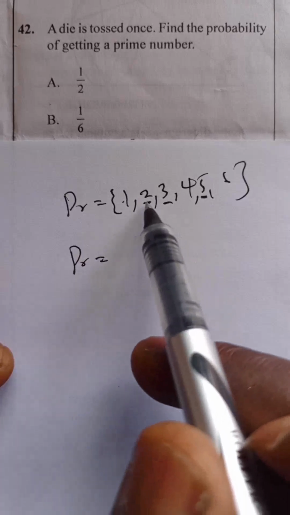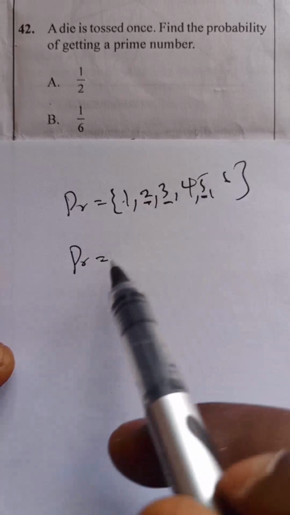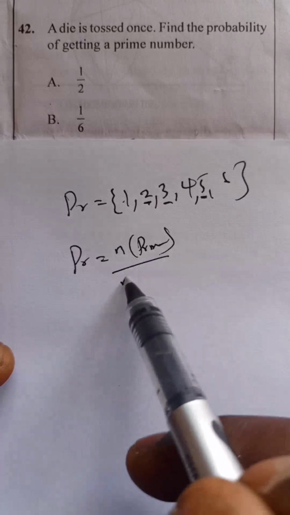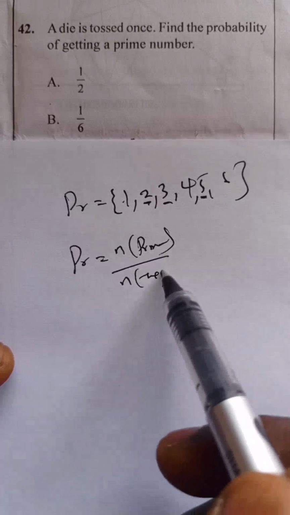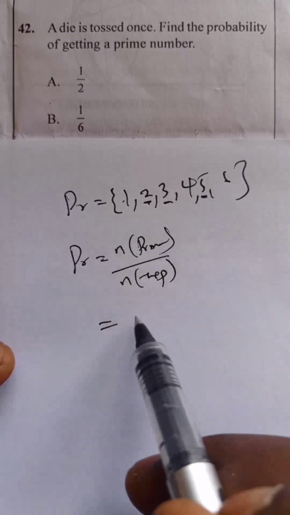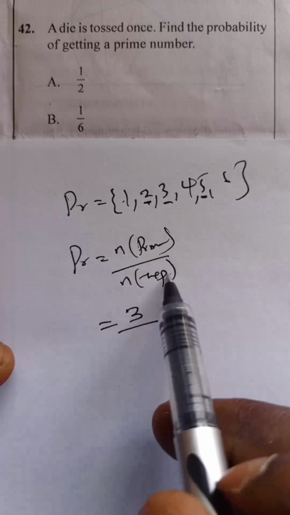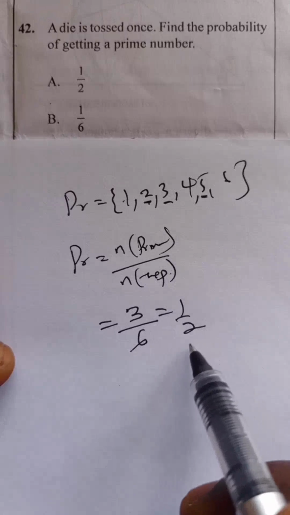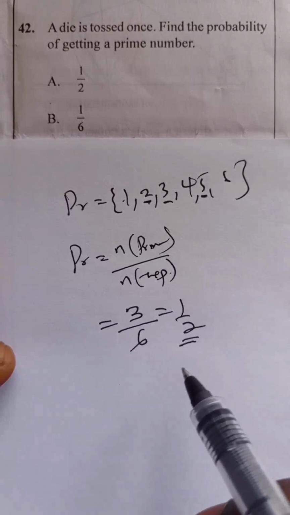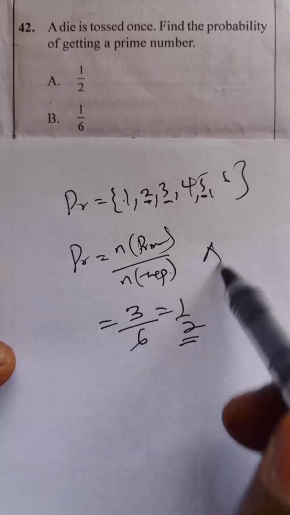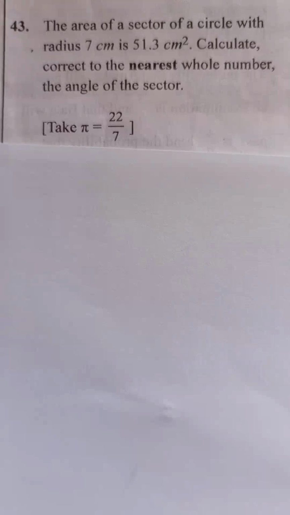The number of occurrence for prime number over number of expected outcome. So this is going to be the prime numbers that we have there. There are 3 divided by 6. And when you do this, you are going to get a half, which means 1 over 2 is the answer to question number 42, which is option A. Now to question number 43.